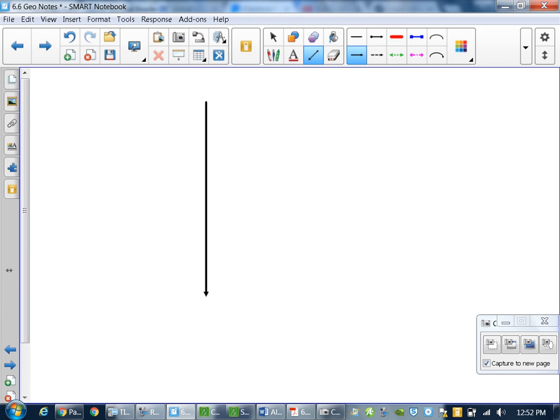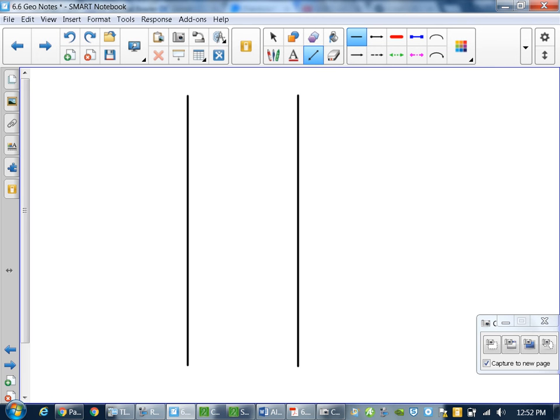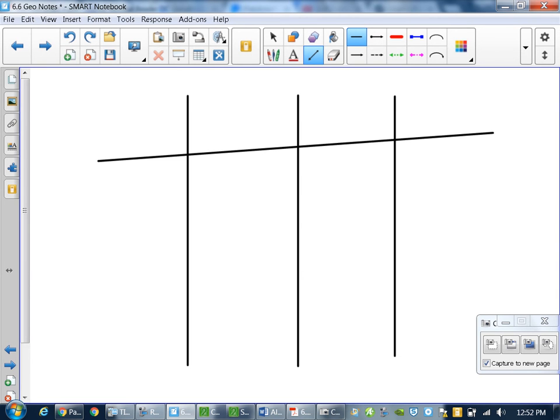So let's say you have three parallel lines. So it's not only the triangles? Nope. So you have three parallel lines, and those three parallel lines are cut by two different transversals.